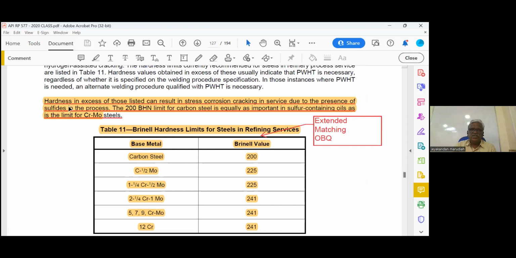What should be the hardness value? Highlight this three line. Hardness in excess of those listed can result in stress corrosion cracking in service due to presence of sulfides in the process. Okay, so you can see here, carbon steel 200, wherever half molybdenum come 225, other chromium molybdenum 241.